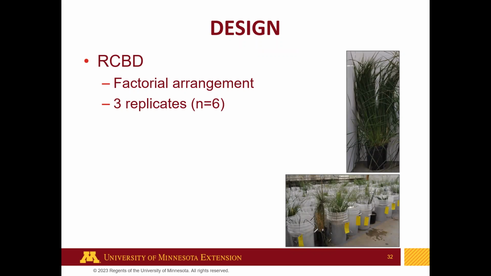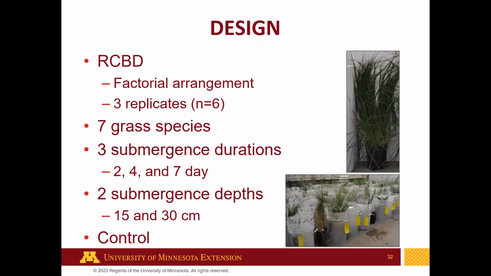In the greenhouse, we used a randomized complete block design, again, using a factorial arrangement, and we had 3 replicates. Our factorial arrangement consisted of 7 grass species. This time we had 3 submergence durations, 2, 4, and 7 days. Our 2-day would represent a rain garden that is functioning properly. 4-day is a way to represent a rain garden that might be receiving frequent rainstorms. And then our 7-day treatment, again, is going to represent a rain garden that is no longer functioning properly.